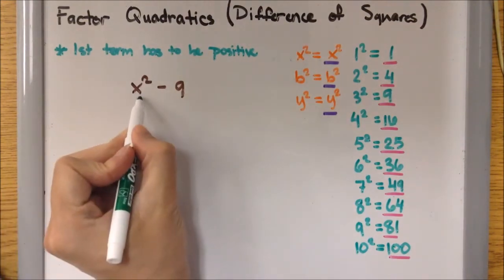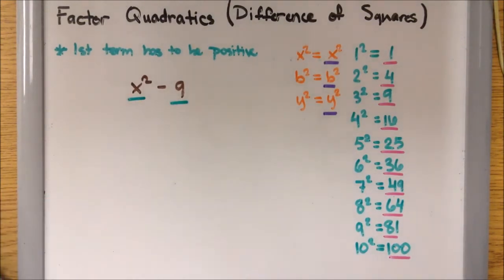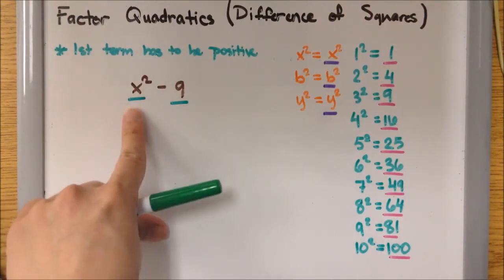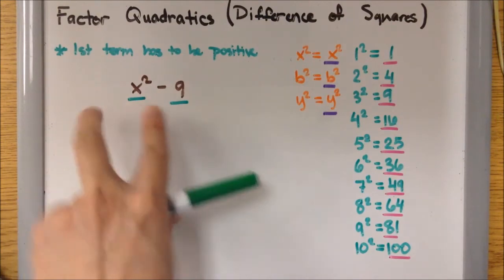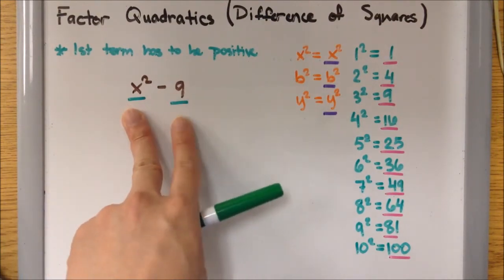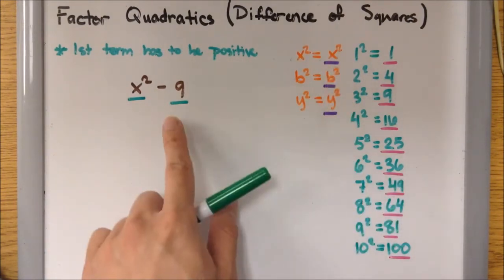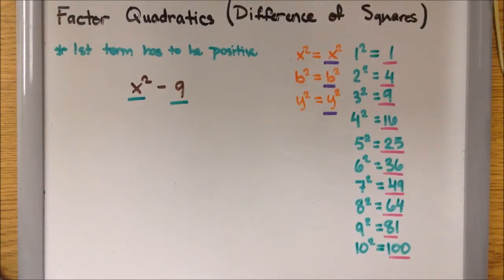So, we have the first term and the last term. The first term is positive, so we're good. We're going to move on to the next part. Are the first term and the last term perfect squares? x squared, yes, that's a perfect square. 9, that's a perfect square.